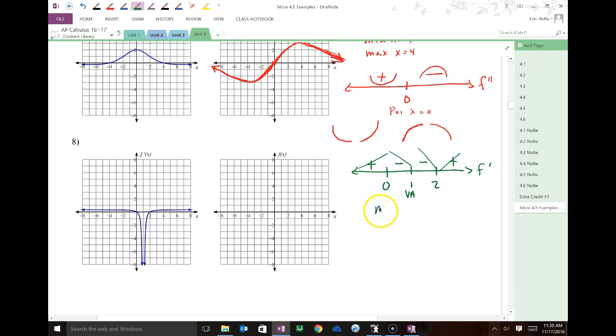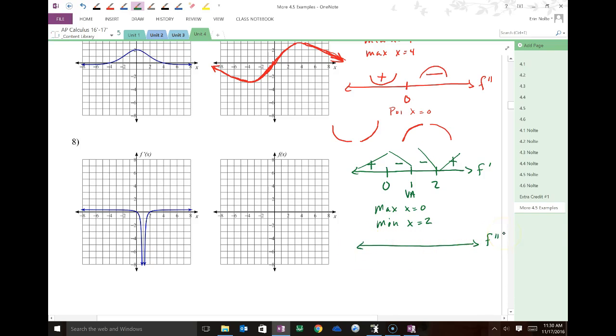So we have a maximum at x equals 0. We have a minimum at x equals 2, with a vertical asymptote. So hopefully you kind of know what this is looking at for a second. Let's talk about the concavity of it.